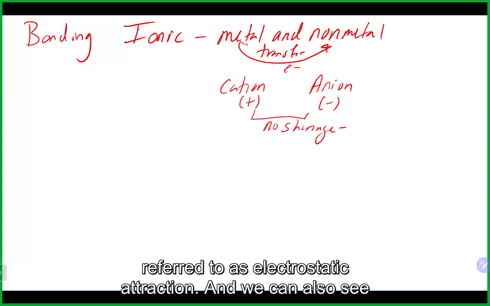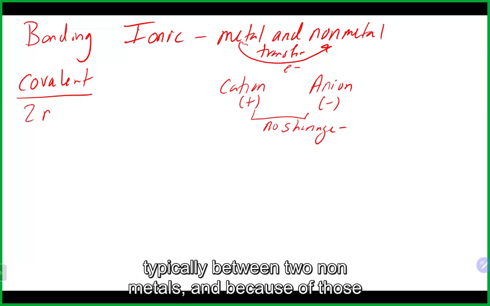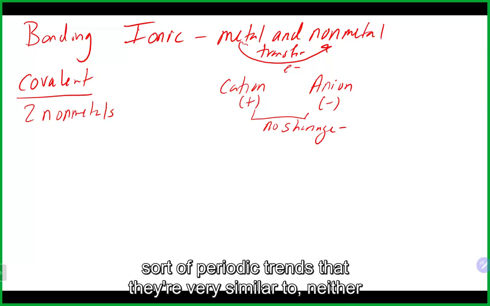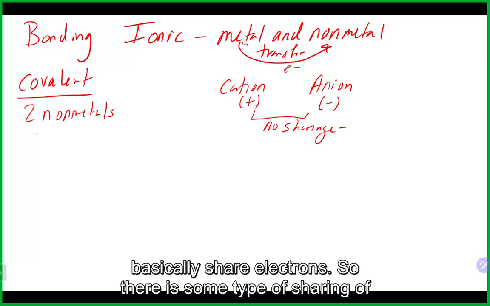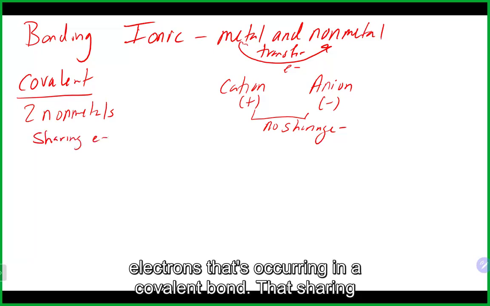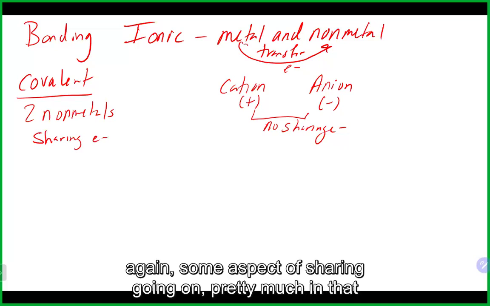And we can also see covalent bonding that we talked about. A covalent bond is typically between two nonmetals. And because of those periodic trends, they're very similar, and neither one of them wants to give away its electrons. So it's going to basically share electrons. There is some type of sharing of electrons occurring in a covalent bond. That sharing could be equal, that sharing could be unequal, but there is some aspect of sharing going on in that type of bond.